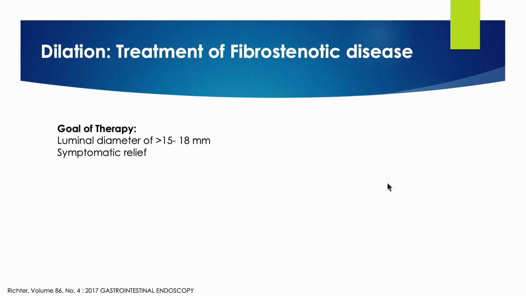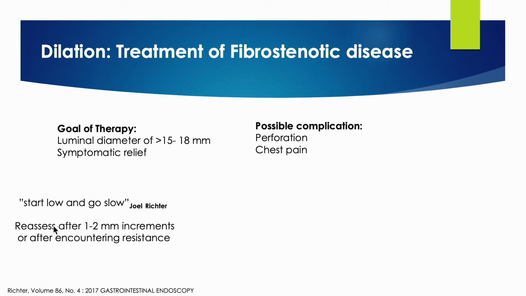The goal of therapy is to increase the lumen to a minimum of above 15, because that's when we think patients have to modify food. Possible complications are related to the risk of perforation and severe chest pain that tend to occur. We recommend adhering to Joe Richter's recommendation of start low, go slow, and reassessing after very small increments.